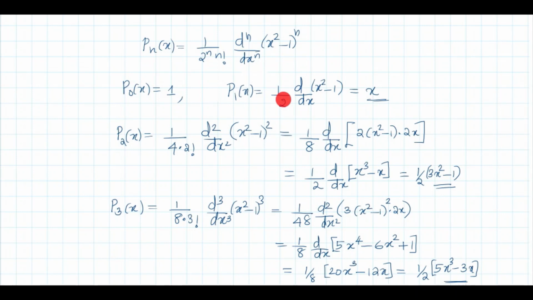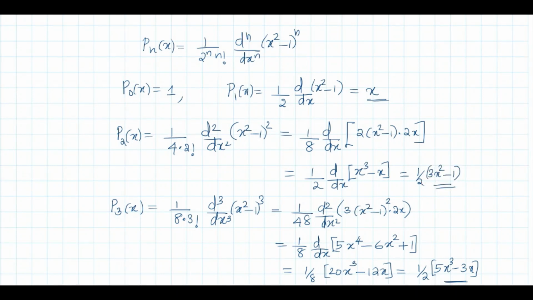P1: put n equal to 1. So this will be 1 by 2 d by dx of x square minus 1. It is 2x by 2, it is x. P2(x): put n equal to 2. 1 by 4 into 2 factorial, d square by dx square of (x square minus 1) whole square. If you take one derivative, you will get 2 into (x square minus 1) into 2x. This 2 and this 2 will come outside, and this makes it 1 by 2 d by dx of (x cube minus x), and it is 1 by 2 into (3x square minus 1). This is P2 of x.